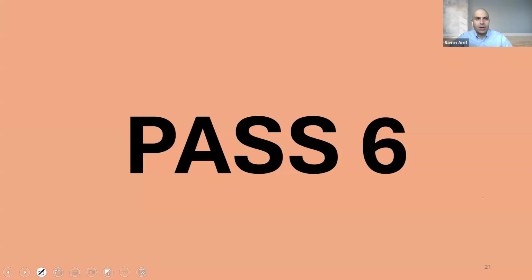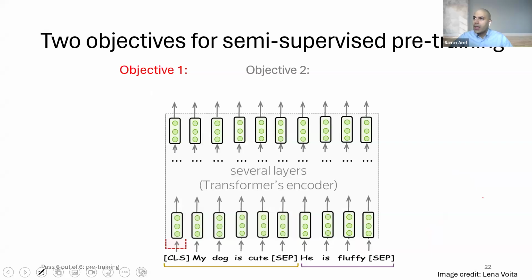All right, now we're going to talk about the pre-training and fine-tuning of the BERT language model in pass 6. There were 2 different objectives used in the pre-training of the BERT language model. If the input is something like this, "my dog is cute, he is fluffy", the input also has these special tokens like CLS and SEP that we saw earlier.